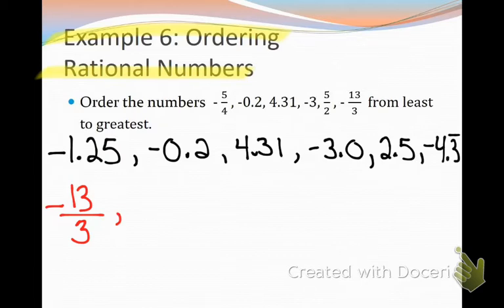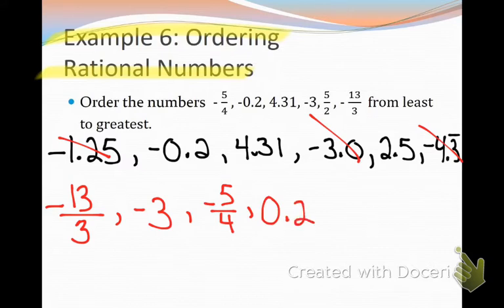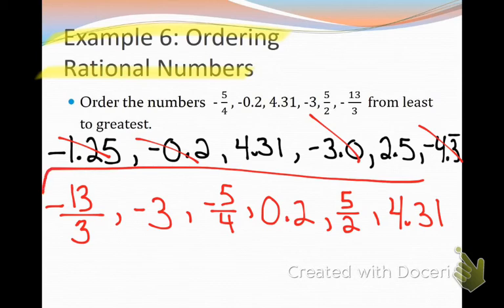Okay? Now, what's the next smallest number? I can cross it out because I did that one. What's the next smallest? Negative 3. Negative 3, and that was in the original format. All right. Now I want you to put the rest of them in order least to greatest. All right. Then it's going to be negative 5 over 4. Negative 0.2. 2.5, but I got to write it 5 over 2. And 4.31. Okay, all back in the original format, and I'm done.